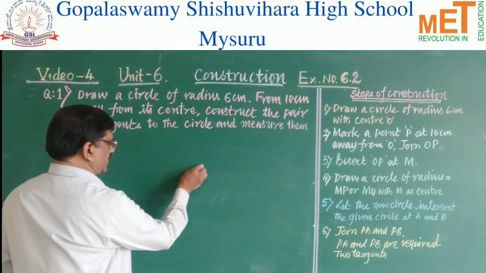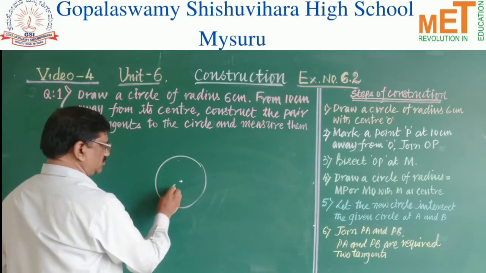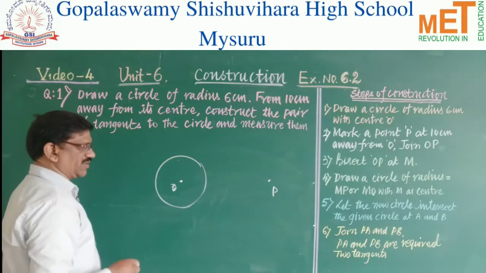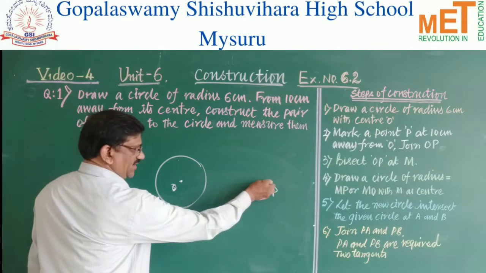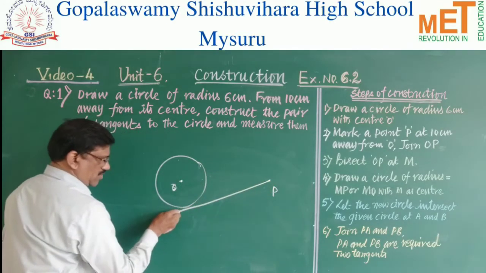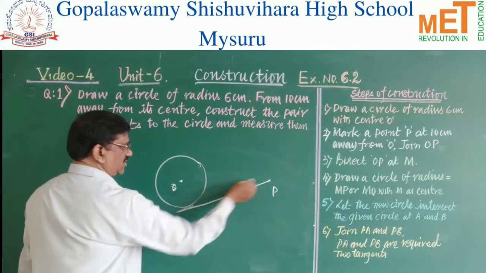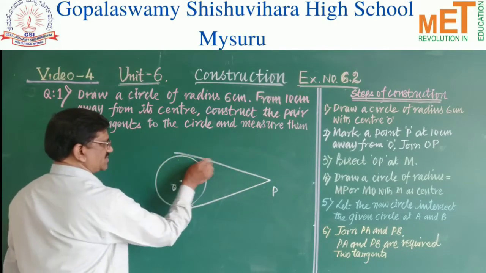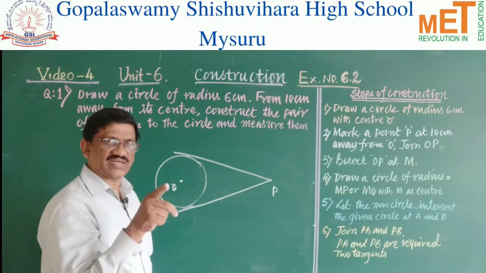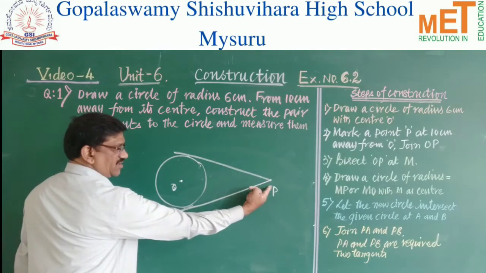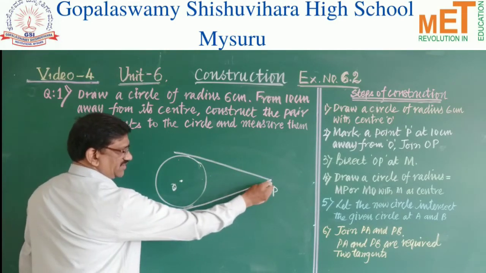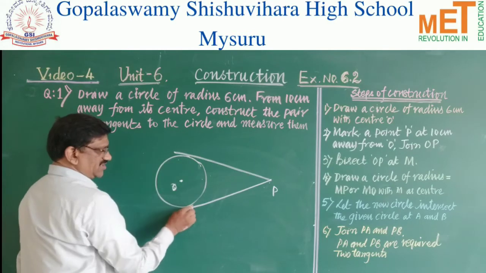See children, here is a circle with the center O. Here is a point P outside the circle. If I draw a line so that it touches the circle, that means a tangent. You see, one touches the circle here, and another one touches the circle here. So like this we can draw two tangents to a circle from an external point, or from a point outside the circle. From a point outside the circle we can draw two tangents to a circle.